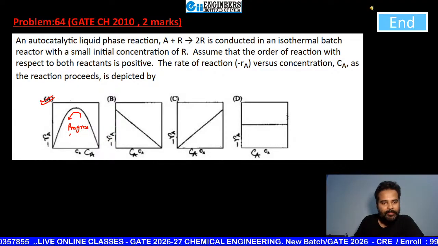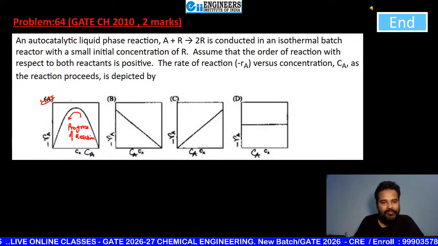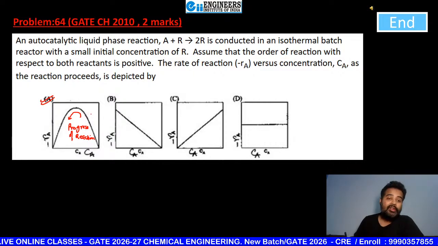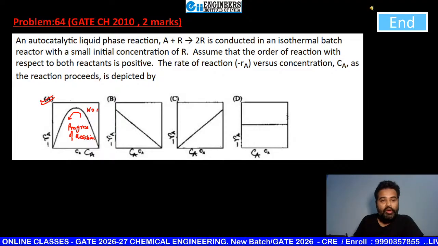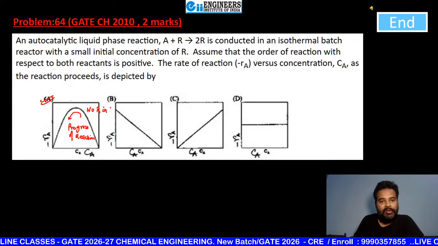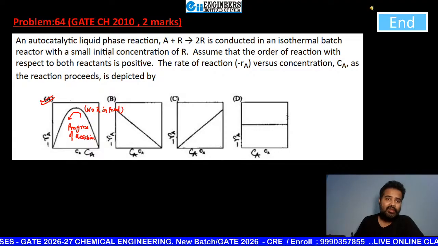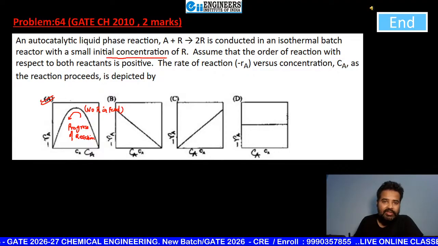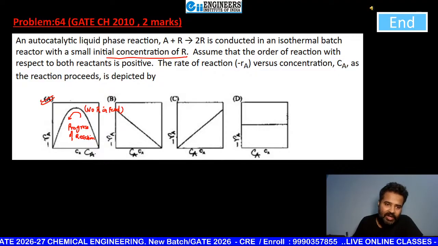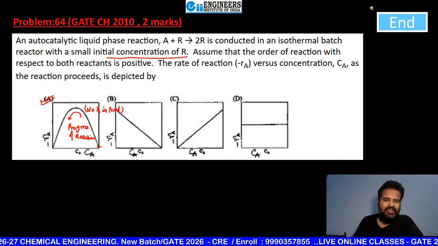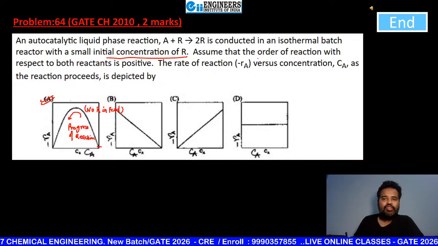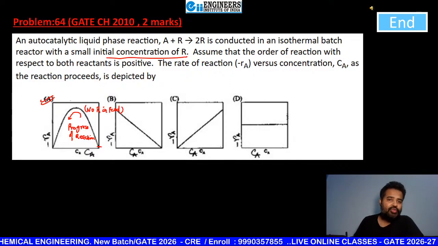Progress of reaction, and this is the chart when no R is in feed. An adequate reaction is conducted in an isothermal batch reactor with a small initial concentration of R. It is so small that, see, it is a little bit not at zero, but it is a negligible amount here. Assume that the order of reaction with respect to both reactants is positive.